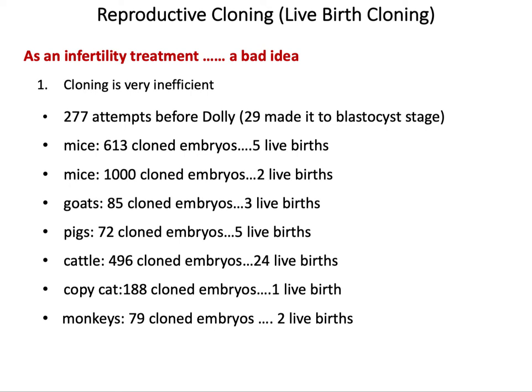And you can see here the inefficiency of cloning in other animals. In one study, it took 613 cloned mice embryos before they got 5 live births, and in another, they had 2 out of 1,000. In a study on goats, they produced 3 out of 85, pigs 5 out of 72, cattle 24 out of 496, and Sisi, the copycat, only 1 live birth after 188 cloned embryos. And for the monkeys that were cloned a few years ago, only 2 were produced from 79 embryos. So it's a rather inefficient process, and it really doesn't make sense to use it as an infertility treatment.